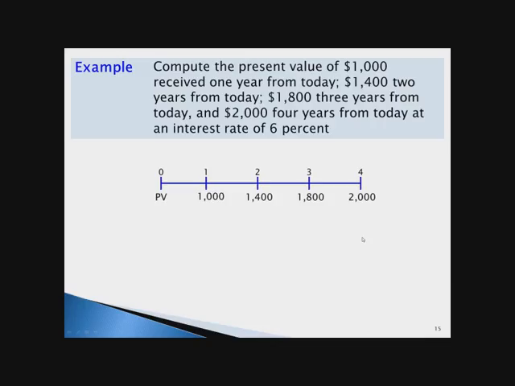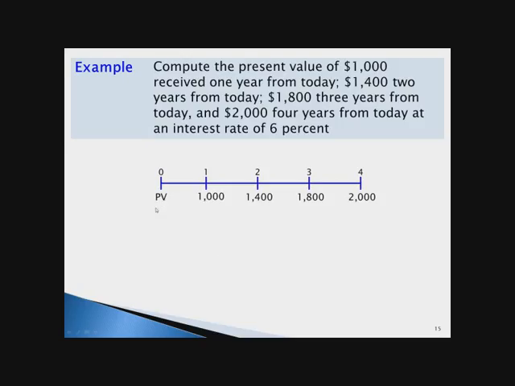Let's do an example. Compute the present value of $1,000 received 1 year from today, $1,400 2 years from today, $1,800 3 years from today, and $2,000 4 years from today, and an interest rate of 6%. Well, here's my time diagram showing the $1,000 1 year from today, $1,400 2 years from today, and so forth.